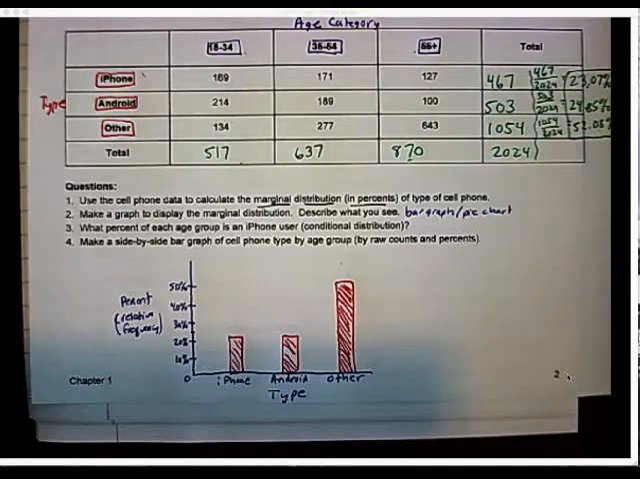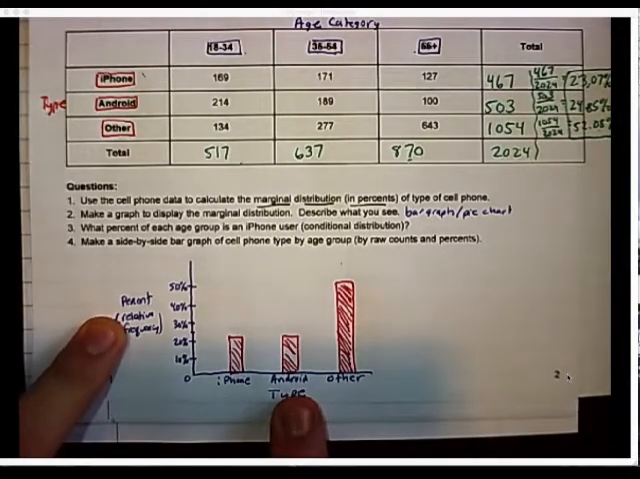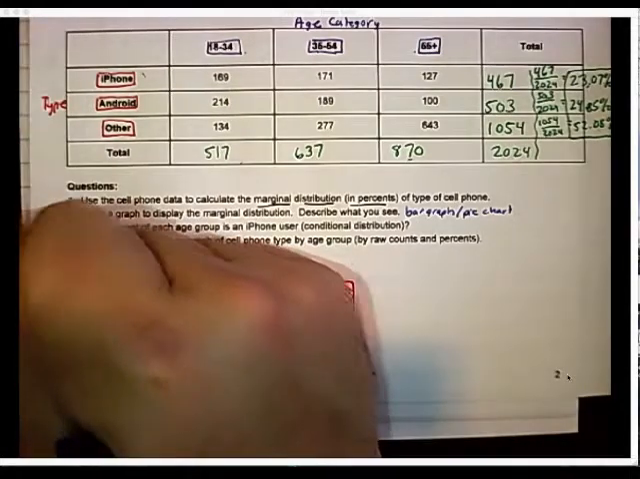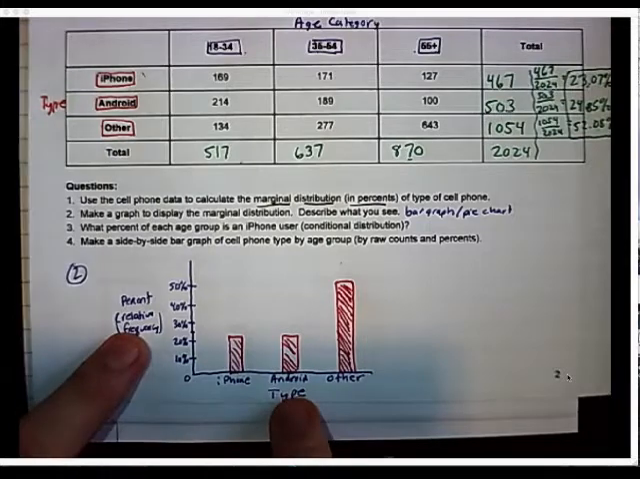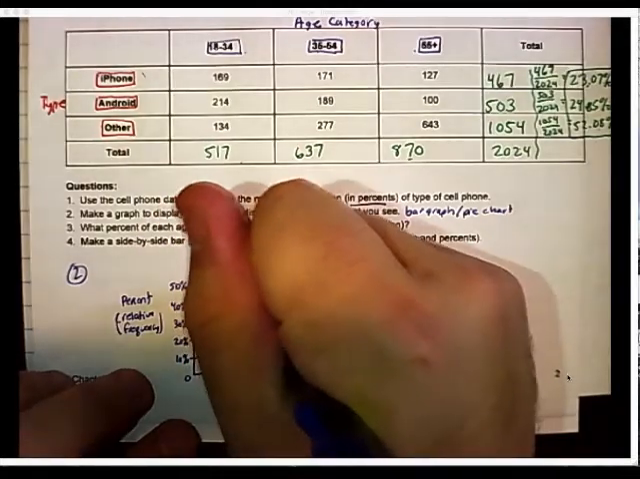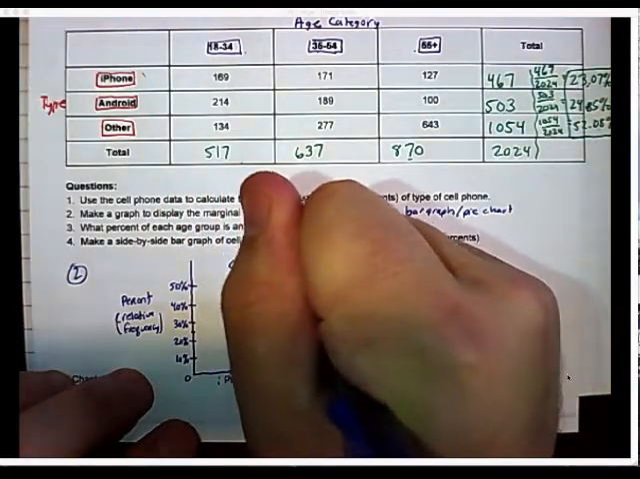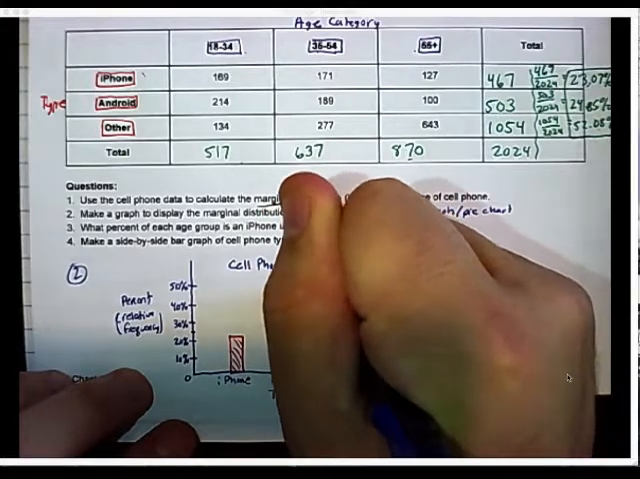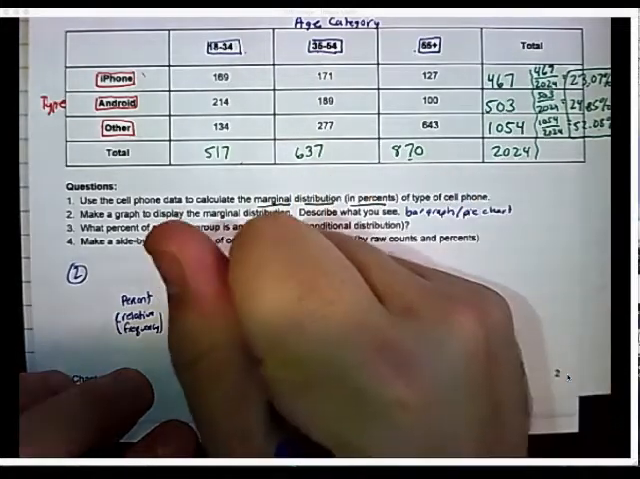Okay, so I gave both axes a title. Now both axes have a label. I should give a title to this as well. All right, we can call this cell phone types of American adults.